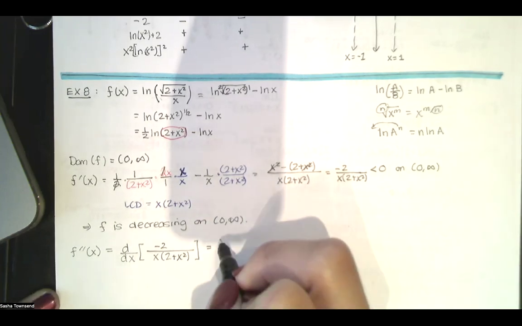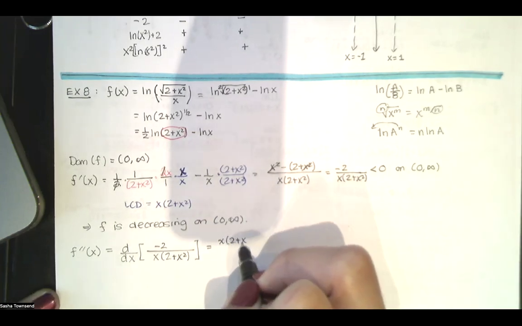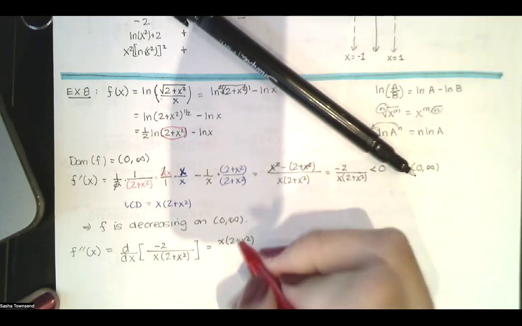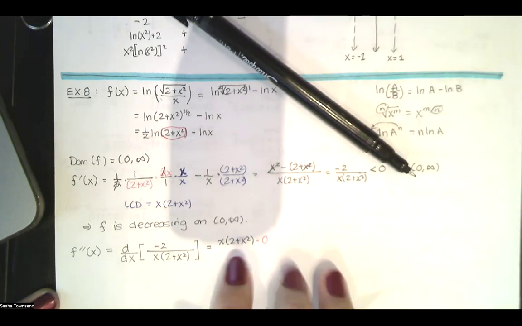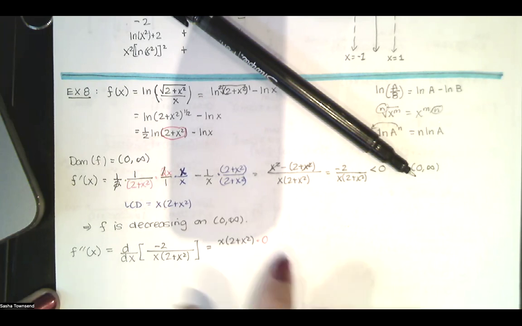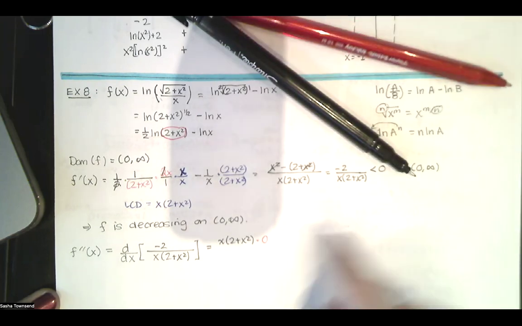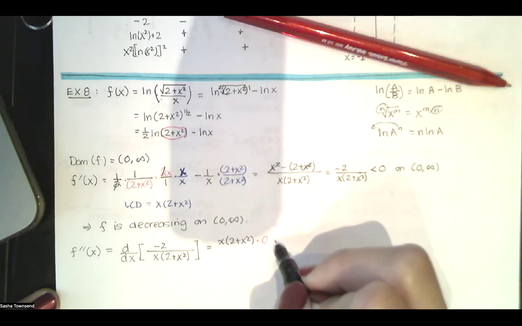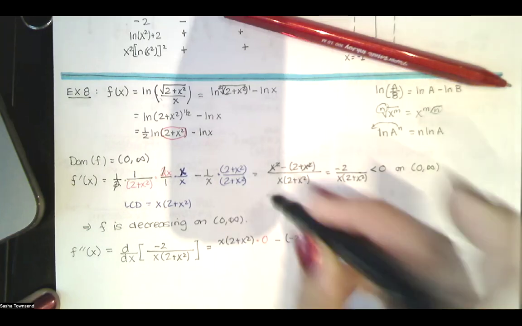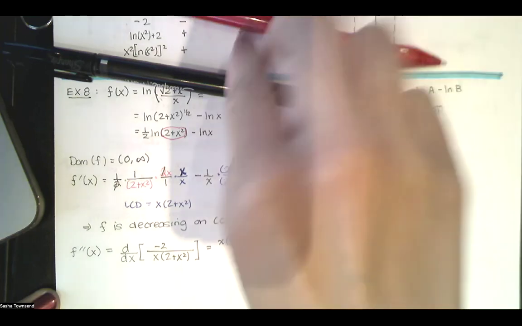The derivative of a quotient is low d high, which is 0. And whenever you use the quotient rule with a constant in the numerator, one of those terms in the numerator is going to cancel because you're multiplying by a 0. So it's low d high minus high d low, which requires the product rule now.